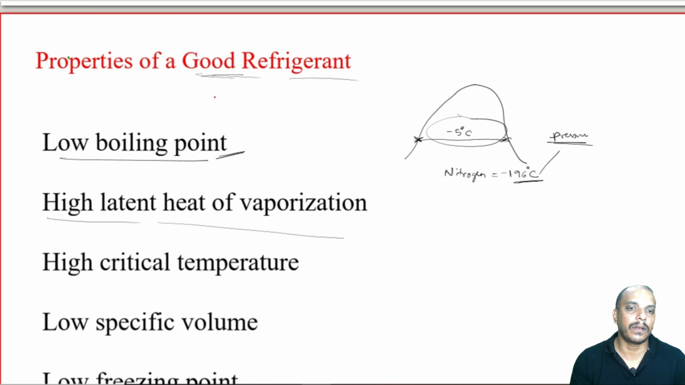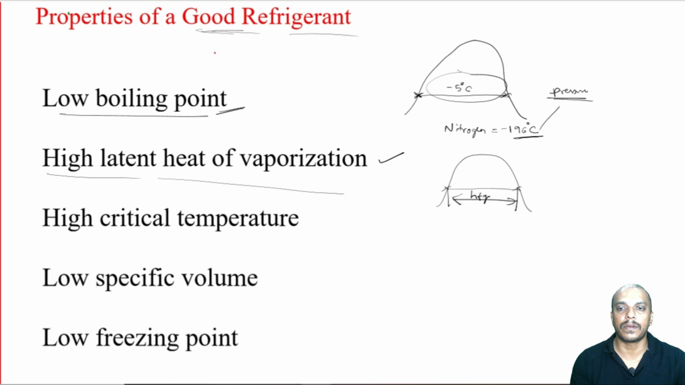Now, high latent heat of vaporization. Imagine if this is the vapor dome, this length will tell us how much cooling we can get. So, this is what we call latent heat of vaporization. The longer this length, the higher will be the heat removed. So, higher latent heat of vaporization is desired from a good refrigerant.